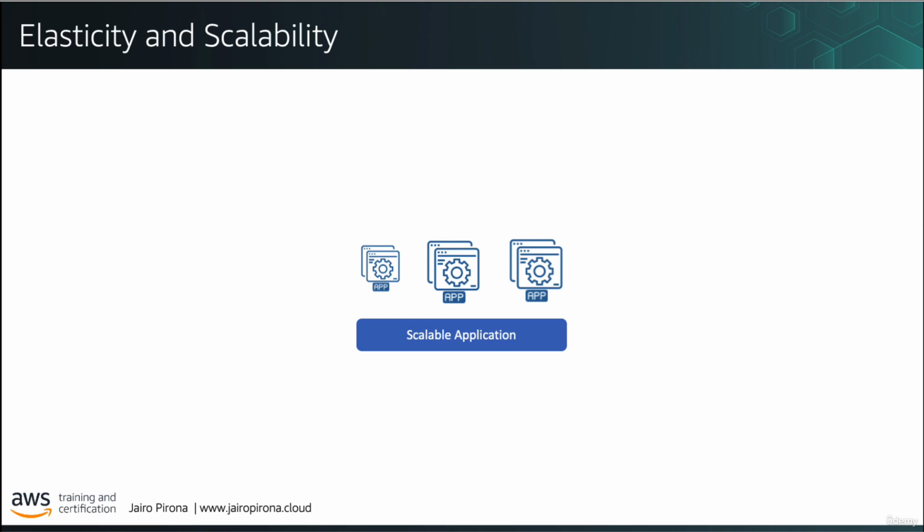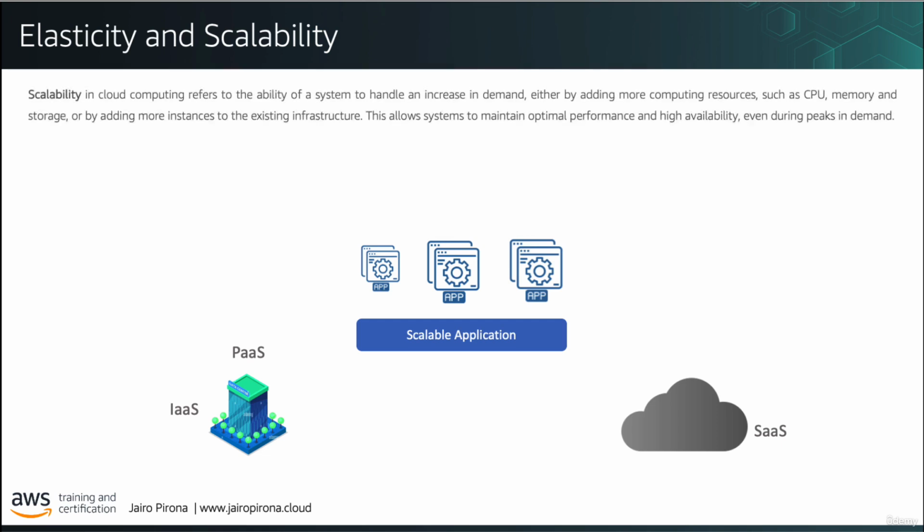Now, keep in mind that the customer is responsible for implementing scalability in applications for IaaS and PaaS. But for SaaS, the cloud service provider is responsible for application scalability. And remember that scalability is an attribute of the application, and AWS also enables scalability of the applications running on it.